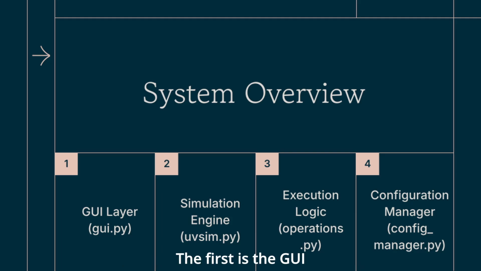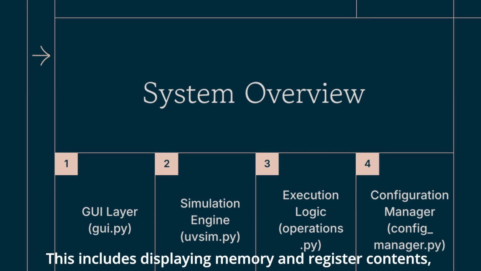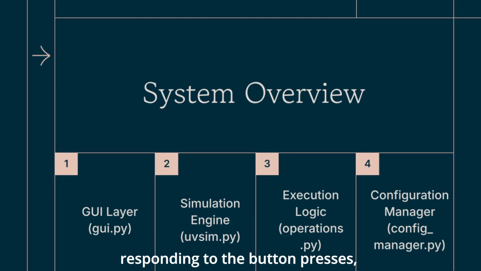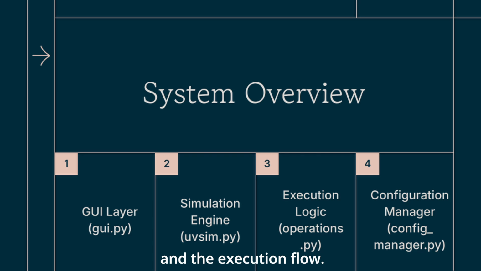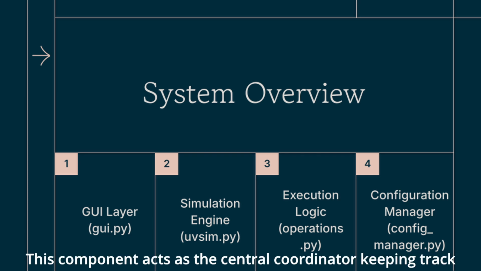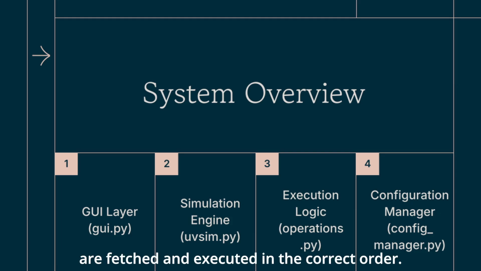The first is the GUI, which handles all of our user interactions. This includes displaying memory and register contents, responding to the button presses, and showing program output to the user. The second is the simulation engine that manages memory, program loading, and the execution flow. This component acts as the central coordinator, keeping track of the program counter and ensures that all instructions are fetched and executed in the correct order.